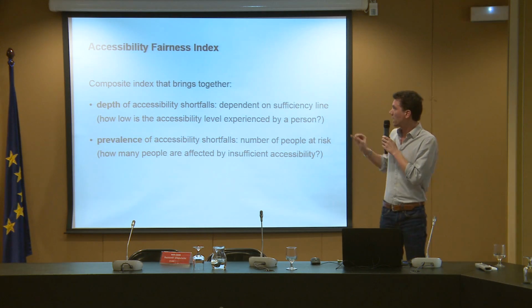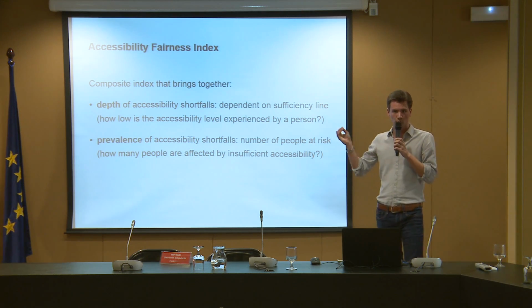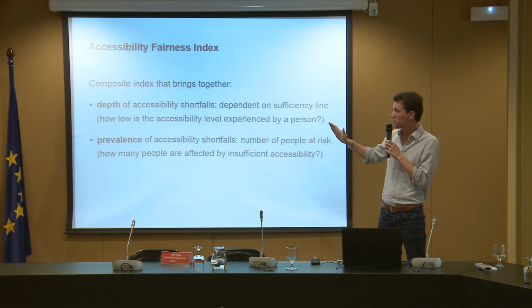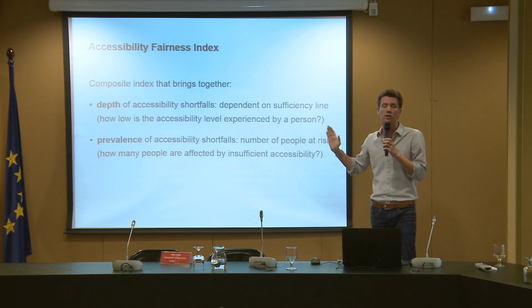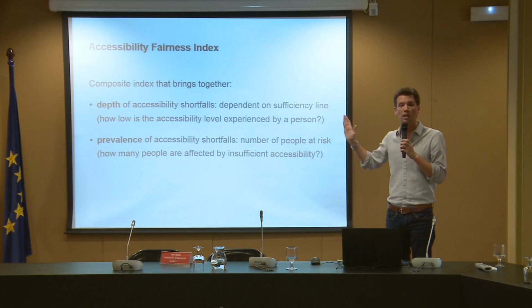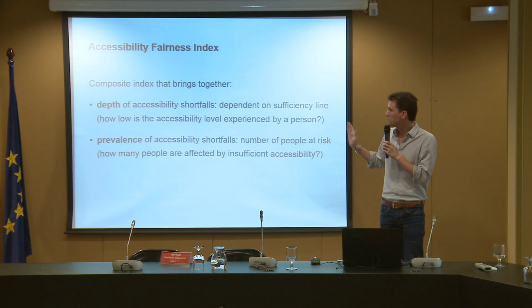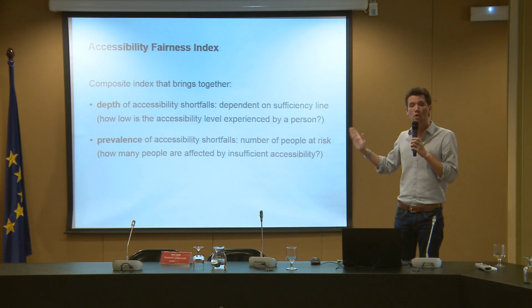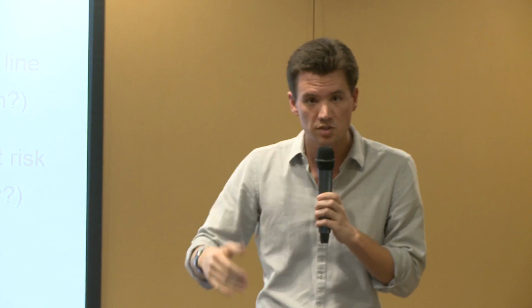We therefore use an accessibility fairness index derived from the income poverty index that measures the depth of this accessibility shortfall, levels of accessibility that fall below the sufficiency line, and the prevalence of accessibility poverty, so the number of people that are reliant on this insufficient level of accessibility.